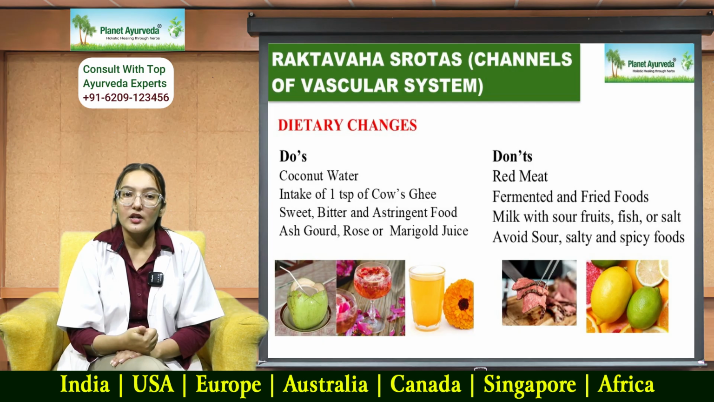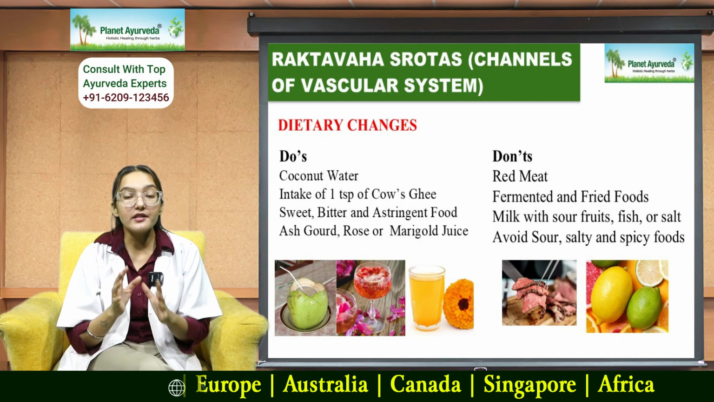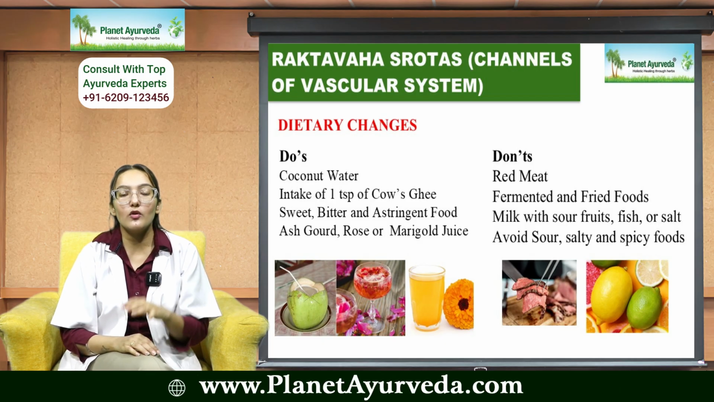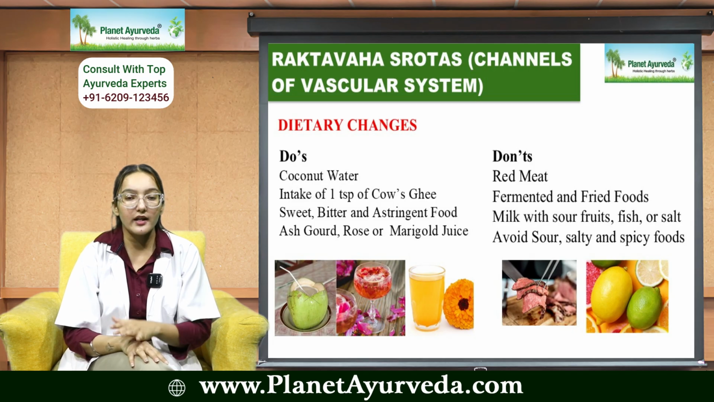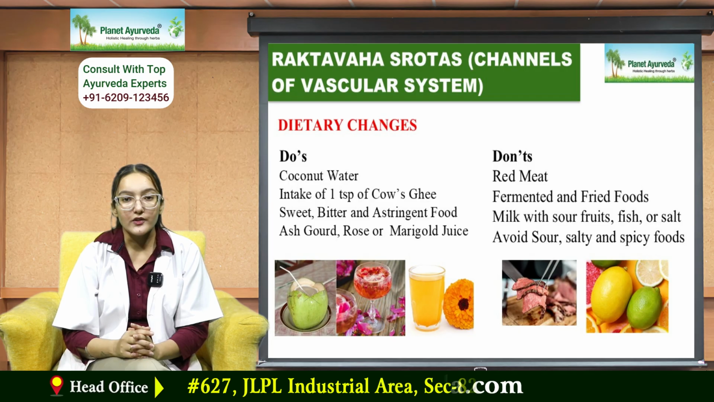They can take ashgard juice, rose petal juice, marigold juice. They can even take coriander water, coriander seeds water. They can soak coriander seeds overnight and take it in the early morning. That is known as dhanyakhyam in Ayurveda.